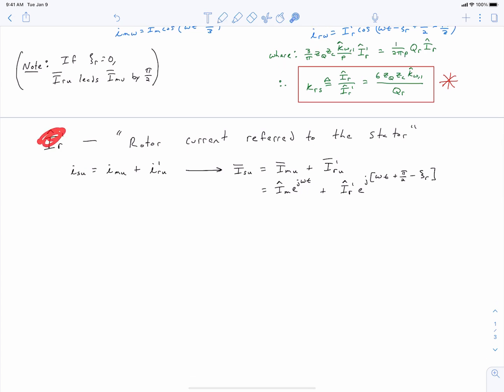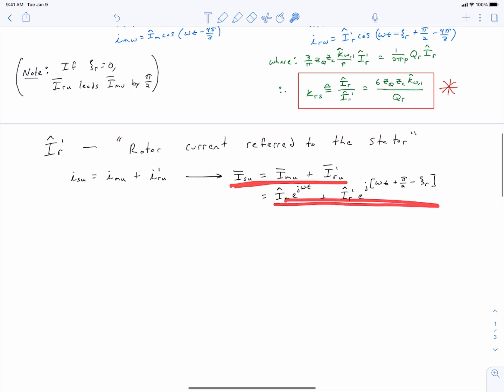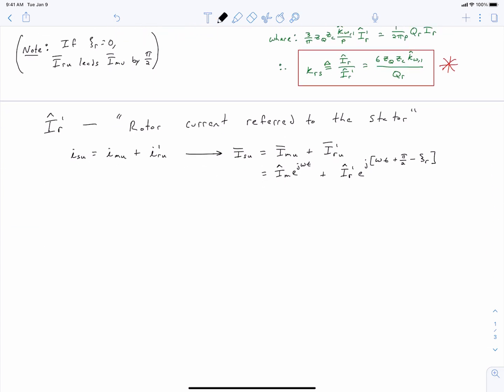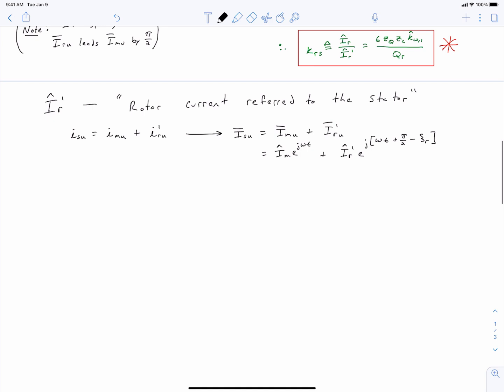And so again, IR hat prime is our rotor current referred to the stator. Our total stator current in phase U is going to be our magnetizing current plus our rotor current referred to the stator. And we can write this in phasor form over here, which gives the following complex quantities. So this is all following directly out of these expressions we've got up here. And now we can draw the phasor diagram for this.